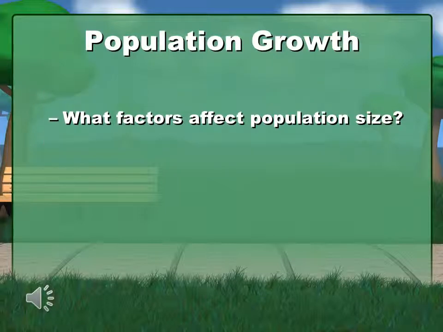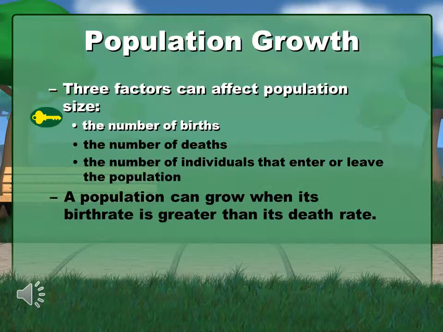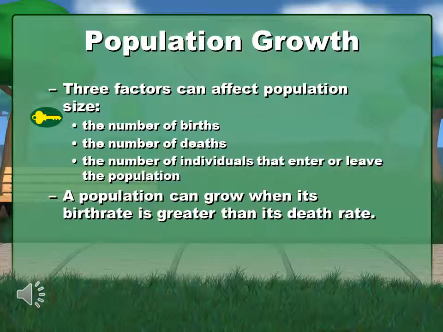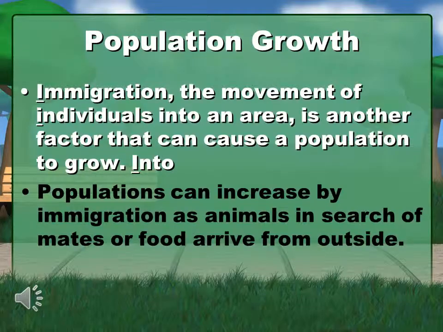Population growth. What factors affect population size? Three factors can affect population size: the number of births, the number of deaths, and the number of individuals that enter or leave the population. A population can grow when its birth rate is greater than its death rate.